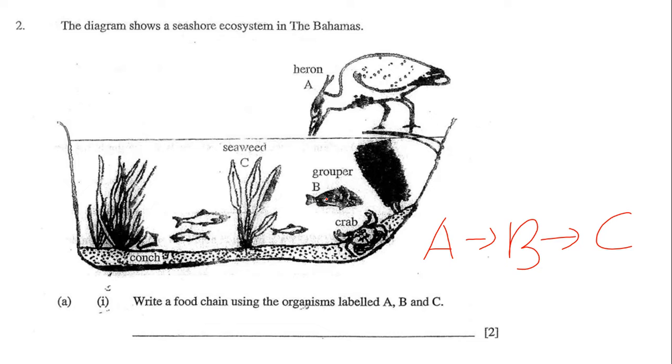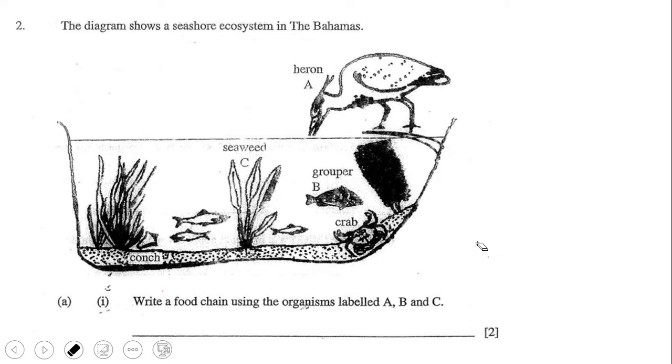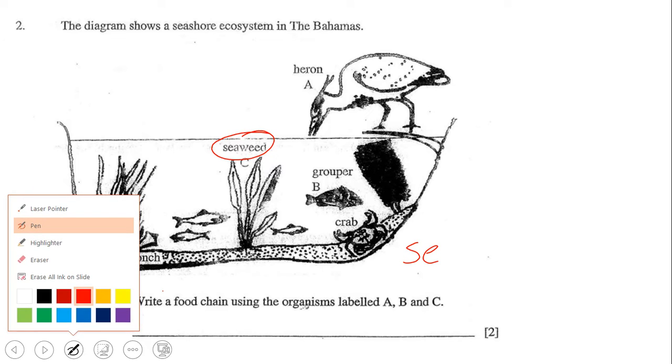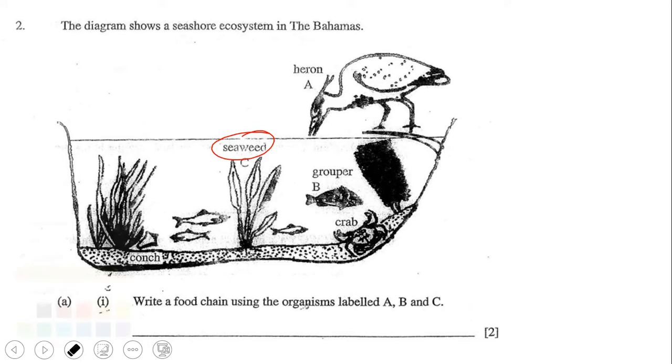So we have to switch it around, such that the first organism in the food chain is the seaweed. Then what is going to eat the seaweed? Well, the grouper is going to eat the seaweed.